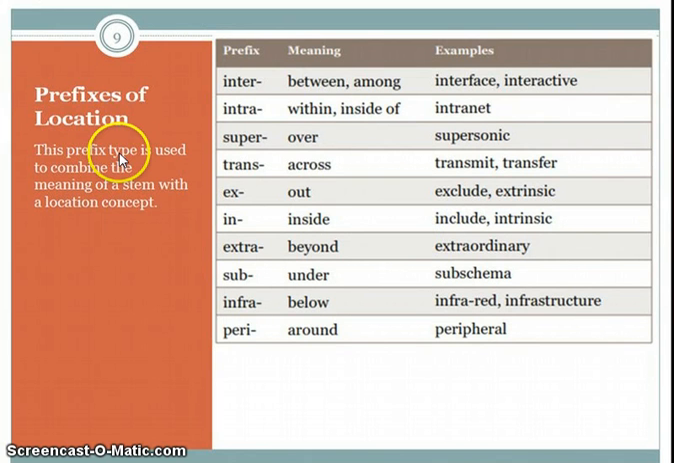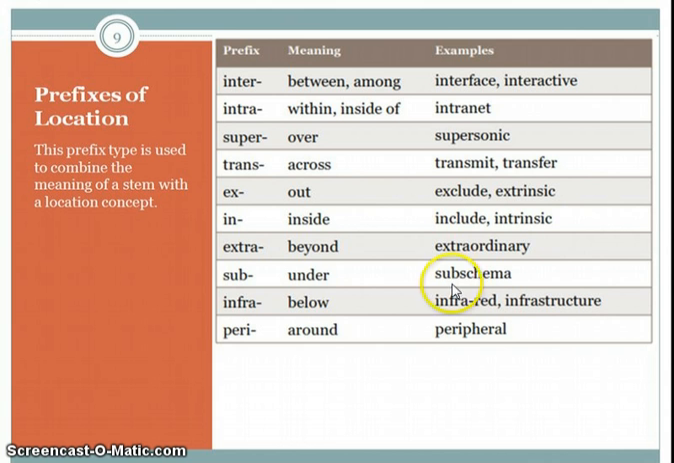The other thing we can look at is location, where things are in relation to something else. So we have inter, between, interface, interactive, international, intra, within, intranet, or super, supersonic, superpower, Superman, trans, to go across, transmit, transfer. Ex is out, in is inside. We all know an exit is out, right? Extra is beyond, extraordinary, extra special. Sub means under or below.